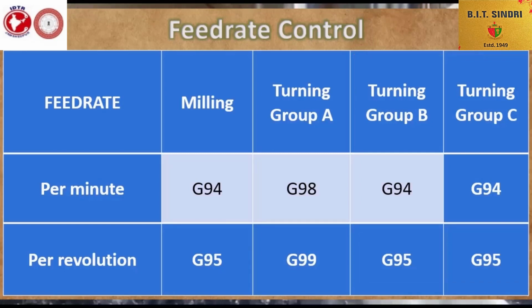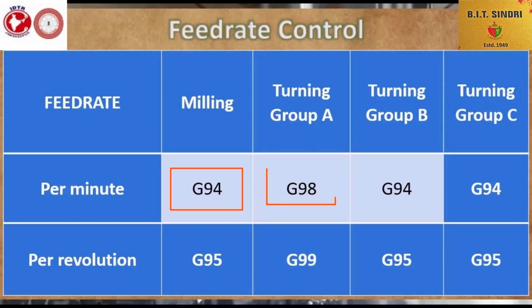In milling, the programming control G code for feed rate per minute is G94. For most machines, it is set automatically by the system default and does not have to be written in the program. For lathe operations, feed rate per minute is used very seldom.